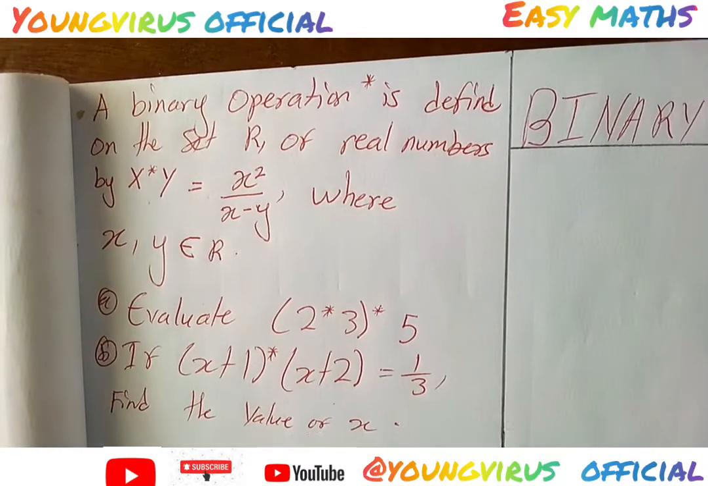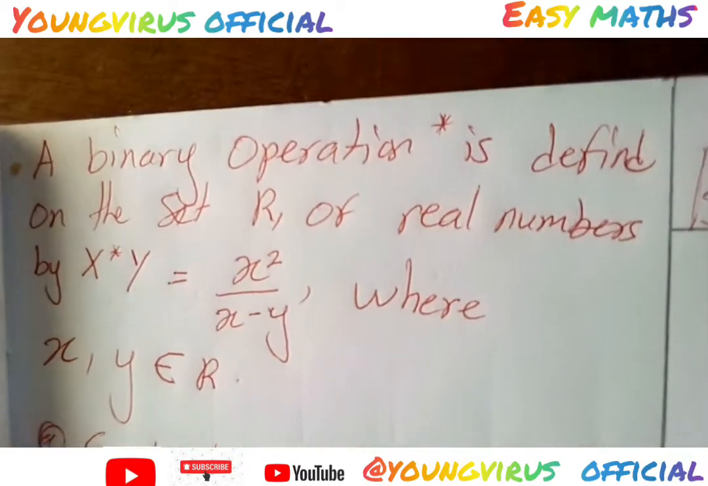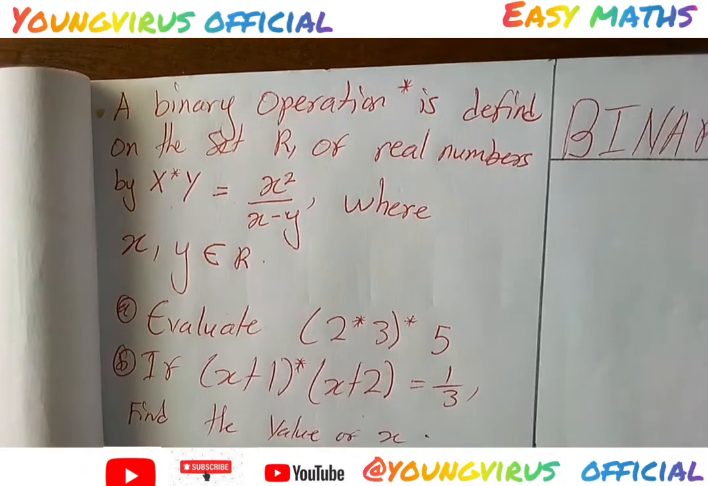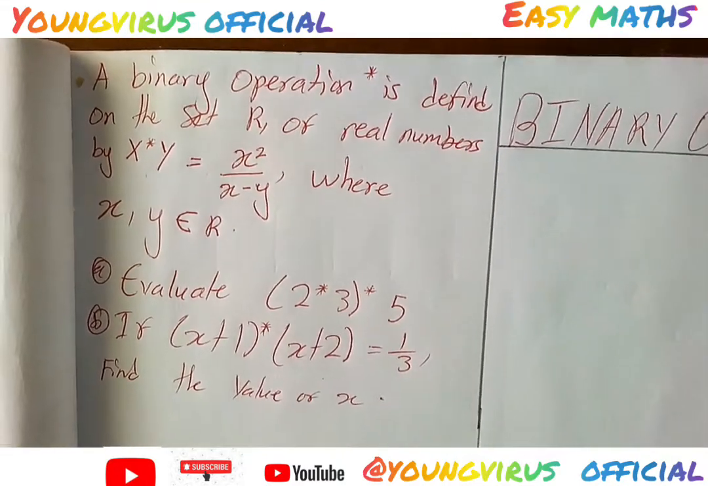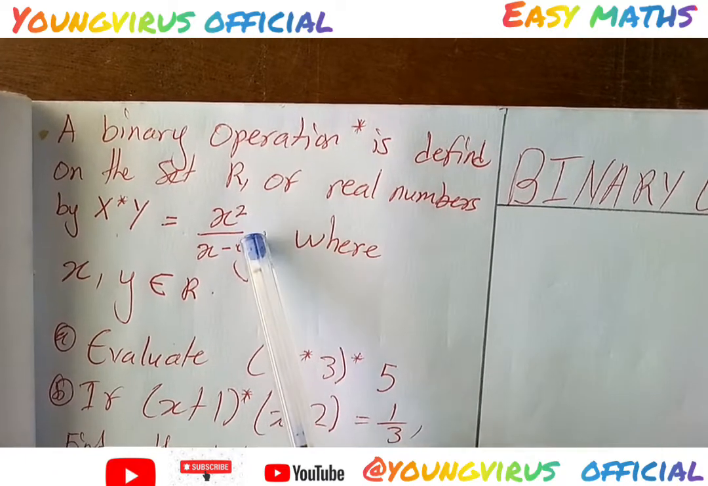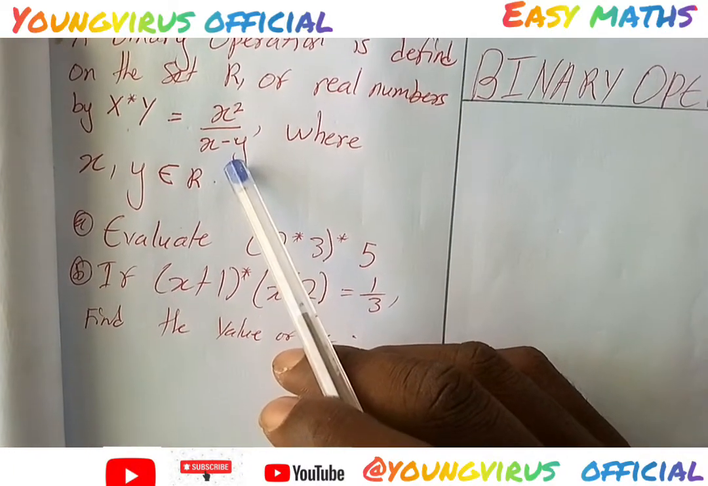Today we'll be looking at how to solve a binary operation, and take note of the question well if you are a candidate. The next question is a likely question. The question says a binary operation is given: x ∘ y is equal to what? x squared over x minus y.